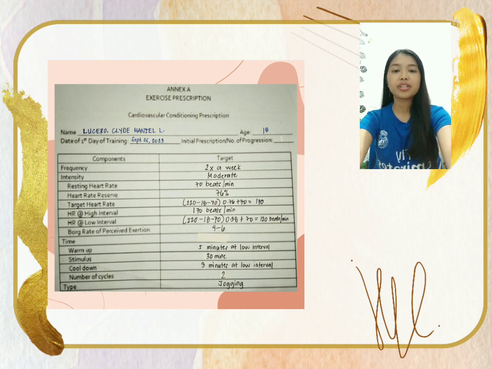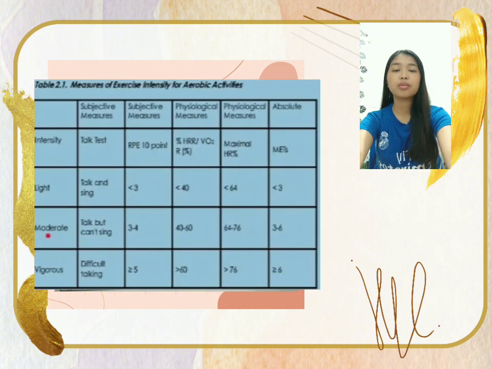To get my resting heart rate, I counted my heartbeats in 1 minute while I was sitting down and at rest. So I got 70 beats per minute. Next is the heart rate reserve. How I get this 76%, I based this on table 2.1, measures of exercise intensity for aerobic activities. Since I chose moderate activity, it ranges from 64 to 76%. So this is why I chose 76% as my target cardio heart rate.